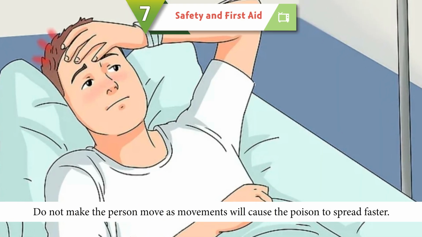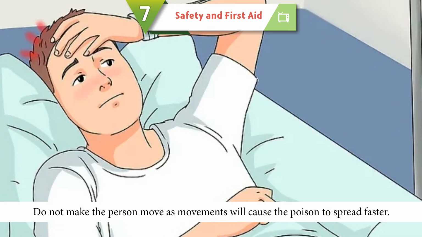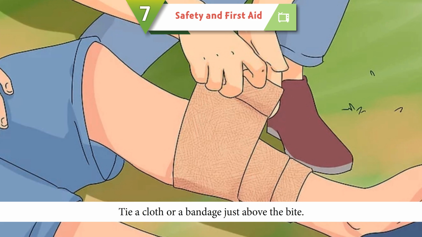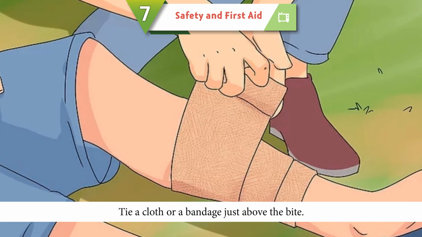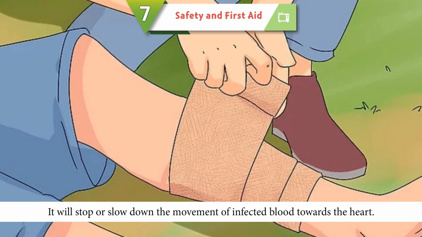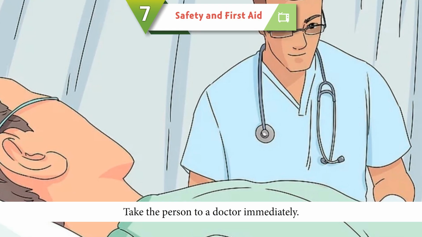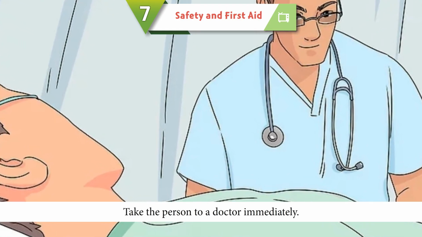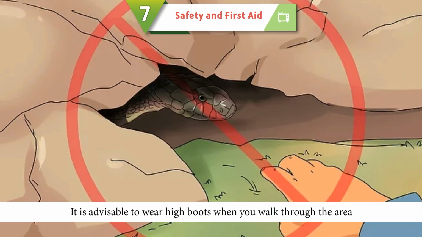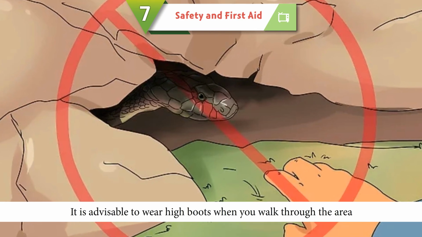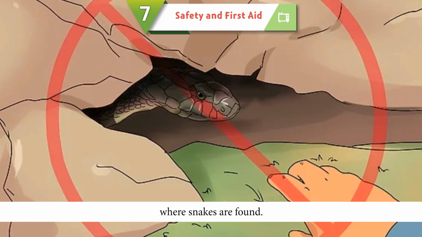Do not make the person move as movements will cause the poison to spread faster. Tie a cloth or a bandage just above the bite. It will stop or slow down the movement of infected blood towards the heart. Take the person to a doctor immediately. It is advisable to wear high boots when you walk through an area where there are snakes.